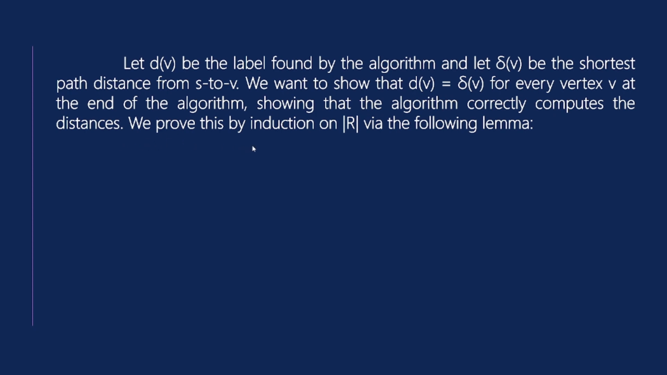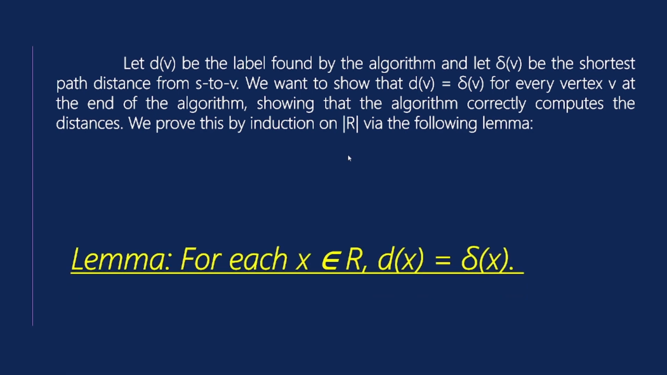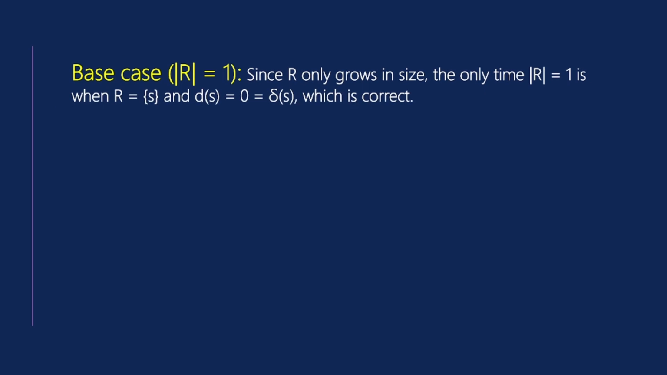We prove this by induction on the size of R via the following lemma, where mod R is the number of elements in a set R. Lemma: for each x belonging to R, d of x equals delta of x. Base case when mod R equals 1. Since R only grows in size, the only time mod R equals 1 is when R equals the source vertex and distance of source vertex equals 0, which is equal to delta of s, which is correct.